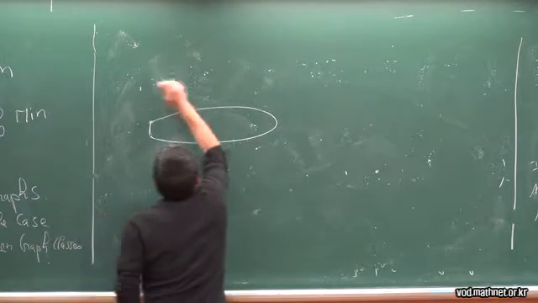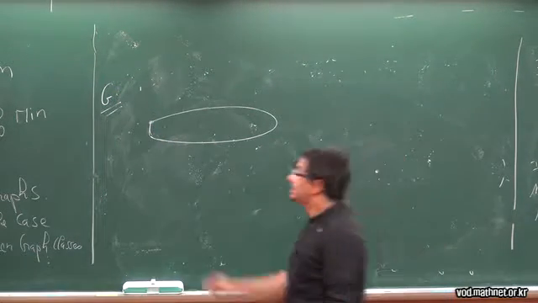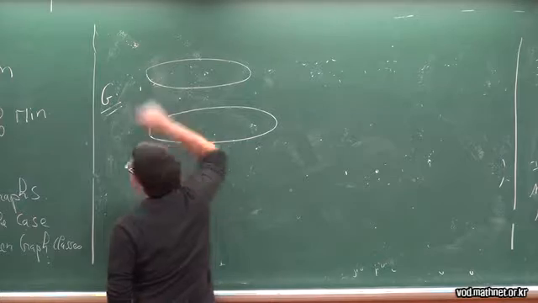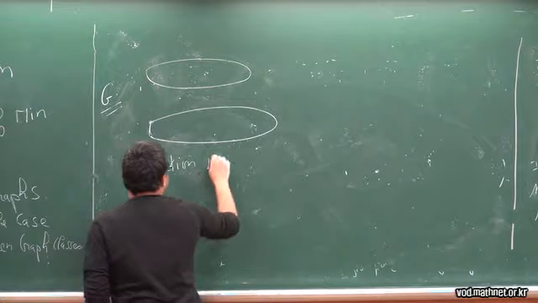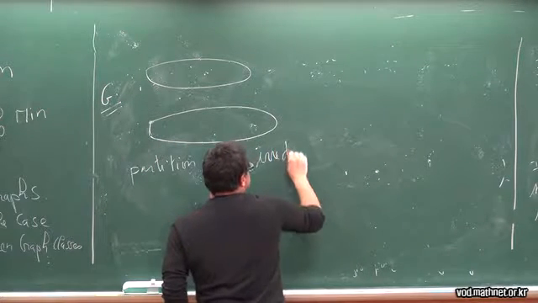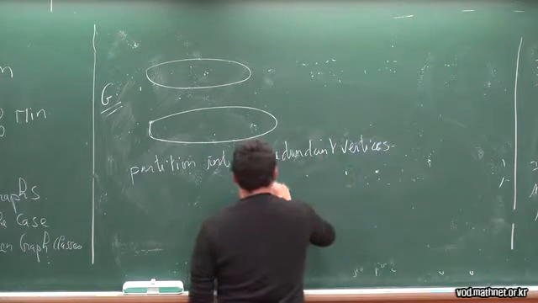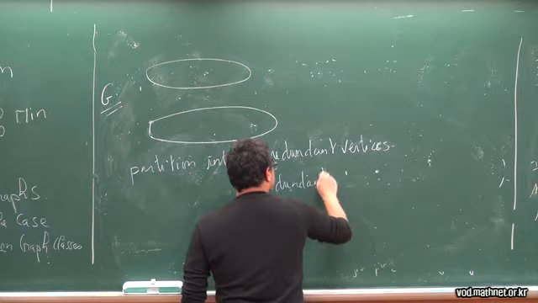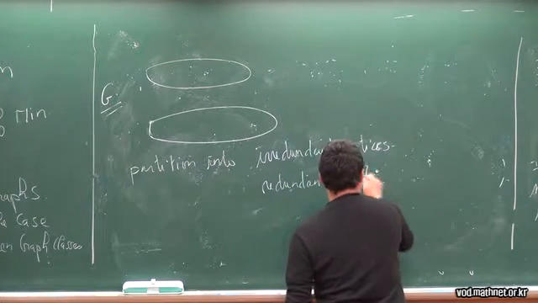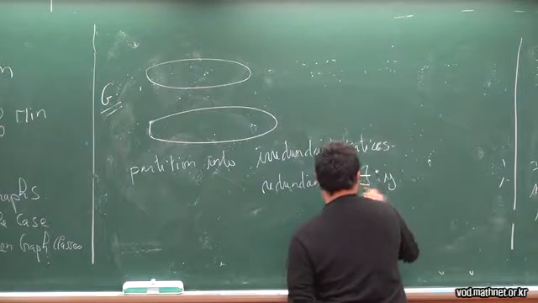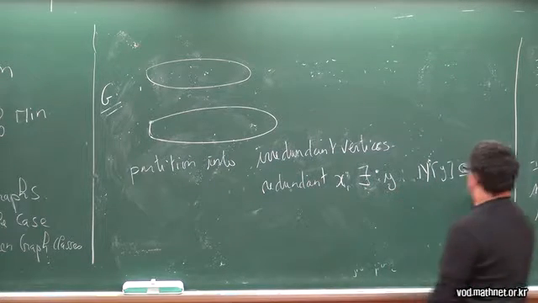So take a graph G. You partition the set of vertices into two sets: irredundant vertices and redundant vertices. A vertex x is redundant if there exists y such that N of y is included in N of x.